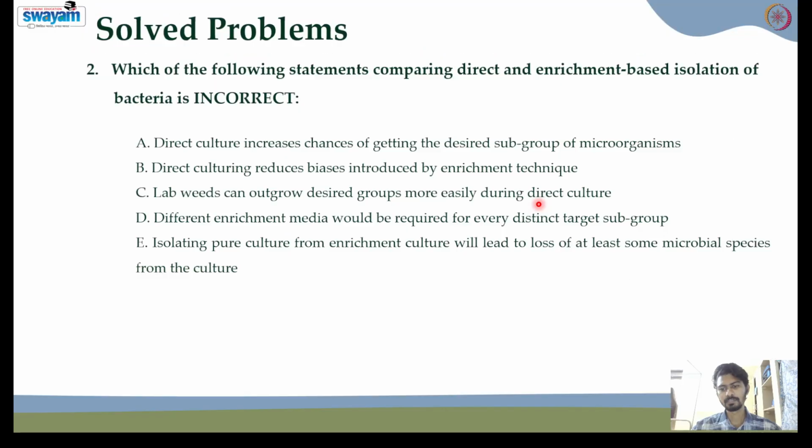Option A. Okay. Direct culture increases the chance of getting the desired subgroup of microorganisms.